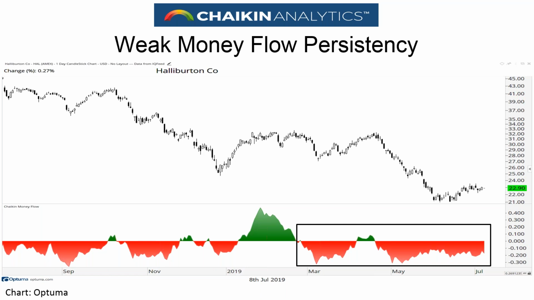Here's Halliburton, a name that you likely know well in the oil field services space. And you could just see over the past 12 months, persistently bearish money flow, with the exception of this one peak here. The readings have been much greater to the downside than they have to the upside, right? For a stock that's been under pressure for over 12 months. So there's an example of persistently bearish money flow lining up with a weak trend for the stock.